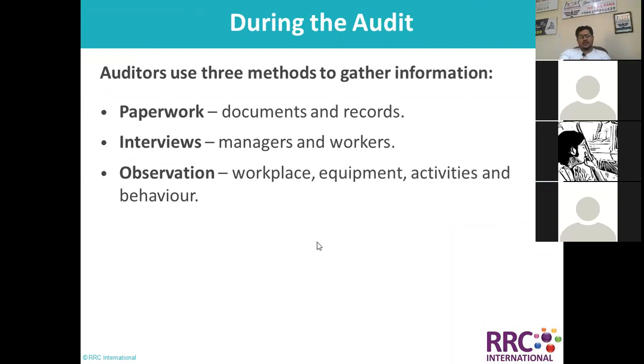Now, during the audit, auditors use three methods to gather information. Number one, paperwork, documents and records. Wherever I'm going as an auditor, I'll record the document number, and I'll get one copy also, and keep the objective evidence. Whichever clause as per the standard I'm verifying, I'll keep the reference and make some notes, take some interviews, and make some observations as well, like workplace, equipment, activities and behavior. I'll be noting down, and this is a way to gather the information. So three methods: paperwork, interviews, observation.